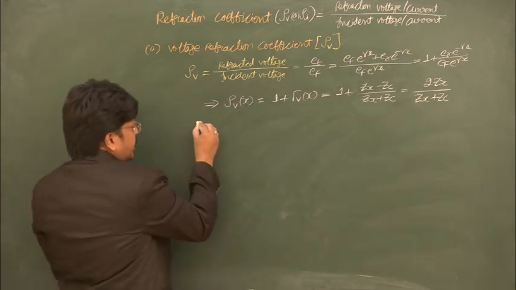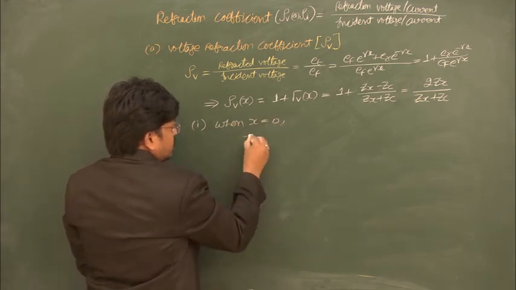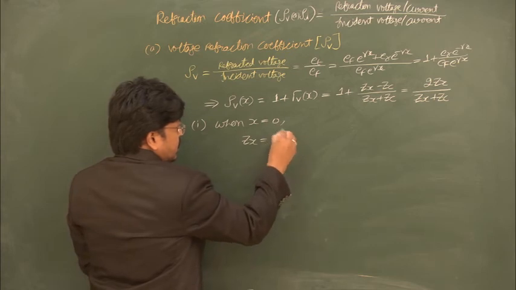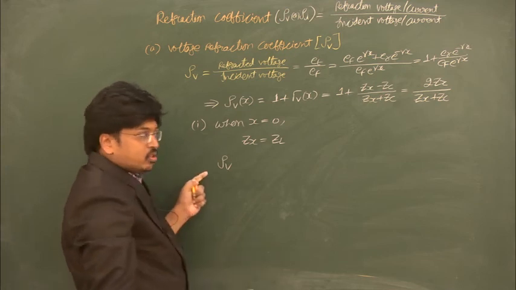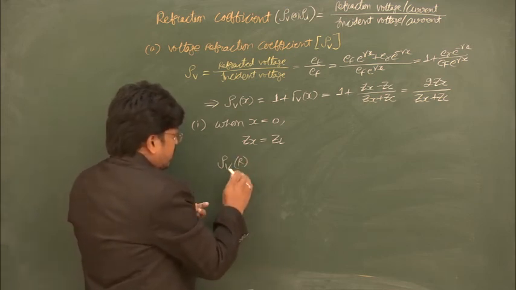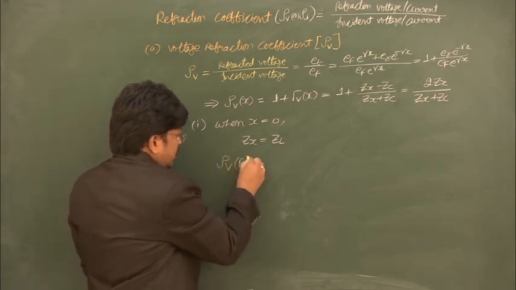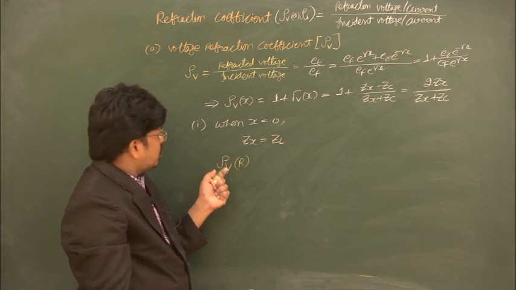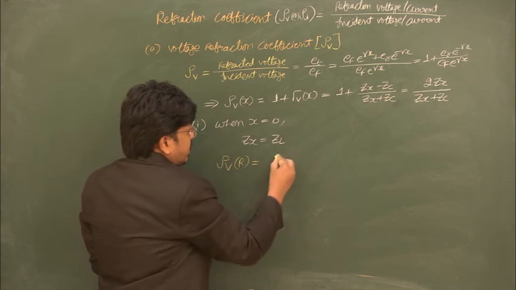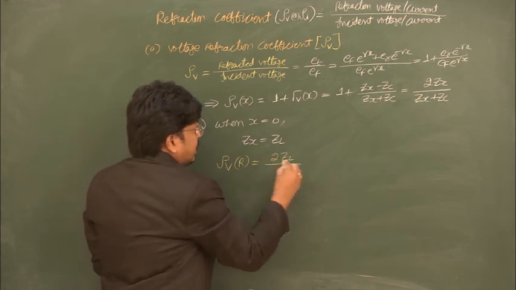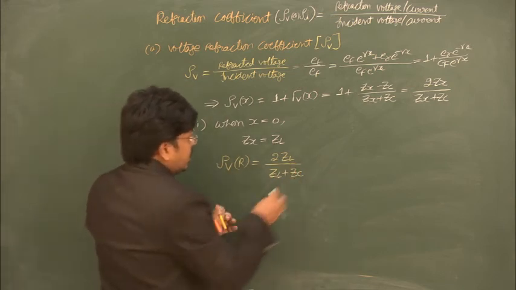So now we are applying the two conditions. The first condition: when x equal to 0, Zx becomes ZL, that is the load impedance ZL. So the voltage refraction coefficient at the receiving end side, substituting Zx equal to ZL, is 2ZL by (ZL plus ZC). Okay.